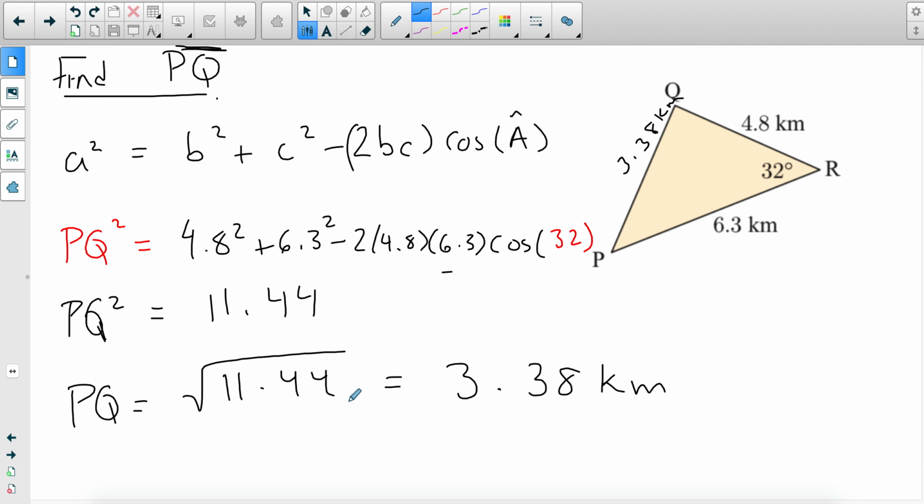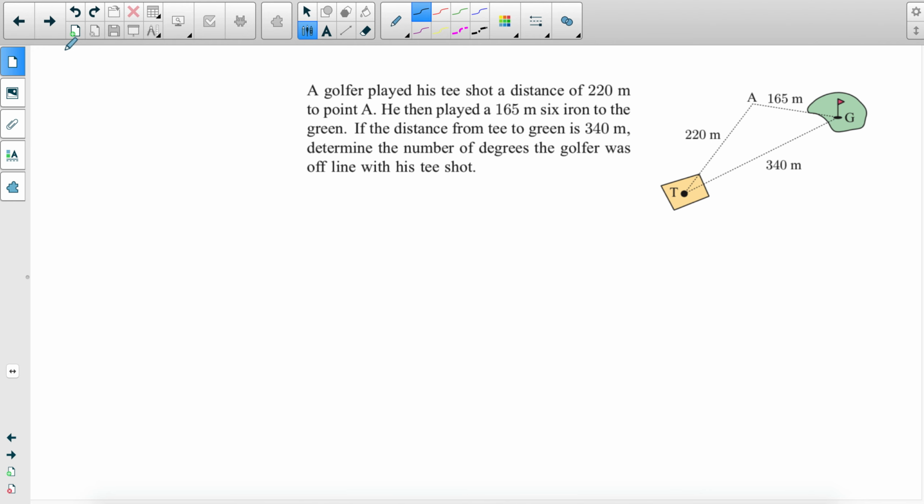So now that we've finished with the basics of finding missing angle, missing length, it's just the basics of substitution. A few worded problems. So I'm going to solve only one of these word problems. The others I'm going to leave on your own. So I'm just going to dissect the question for now. So you have a golfer played his tee shot at a distance of 220 meters to point A, and then he played 165 meters, 6 iron to the green. If the distance from tee to the green is 340, determine the number of degrees the golfer was offline with his tee shot.